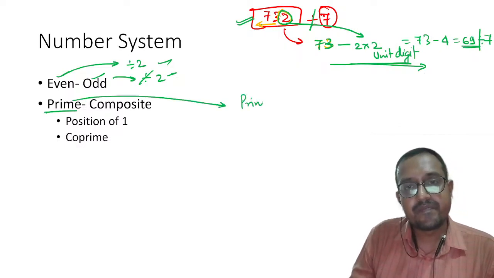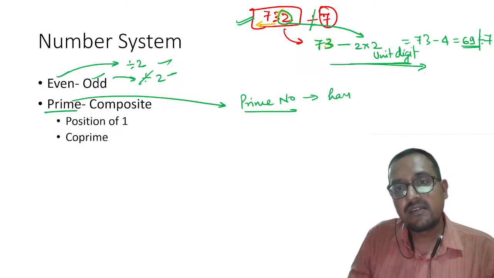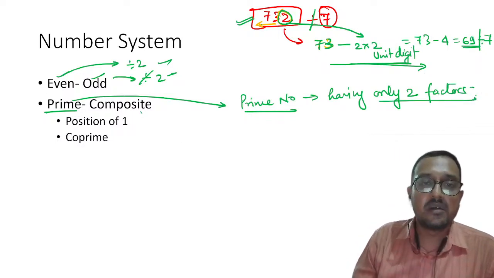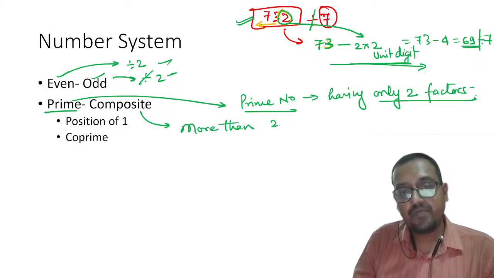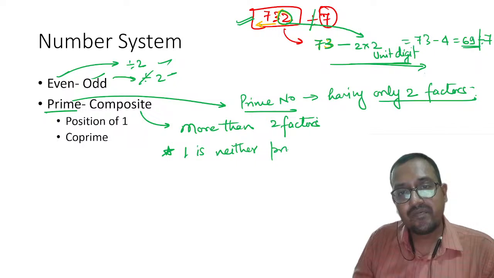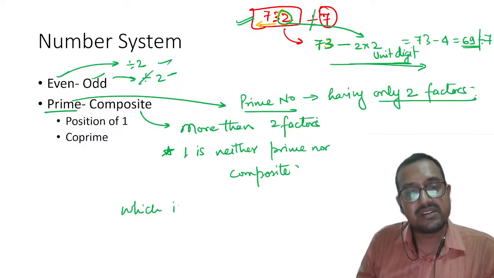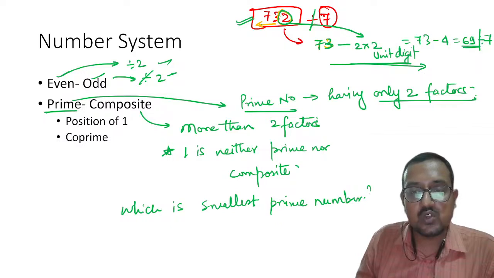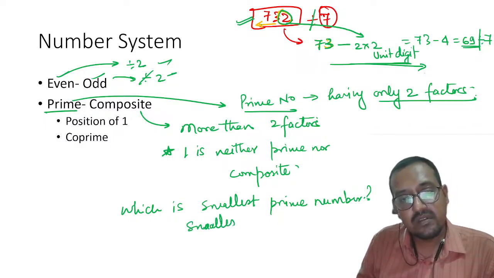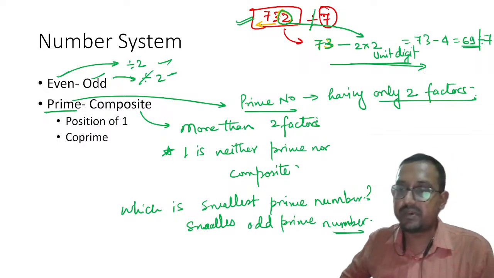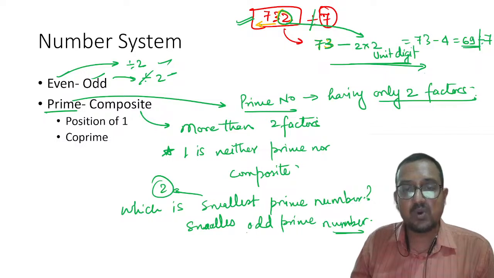Prime number. What is a prime number? A prime number has only two factors. Please remember, exactly two factors. Composite has more than two factors. Another thing to remember is that one is neither prime nor composite. Clear? So tell me which is the smallest prime number? And also tell me the smallest odd prime number. Yes, Abhishek, you are very correct. The smallest prime number is 2 and the smallest odd prime number is 3.